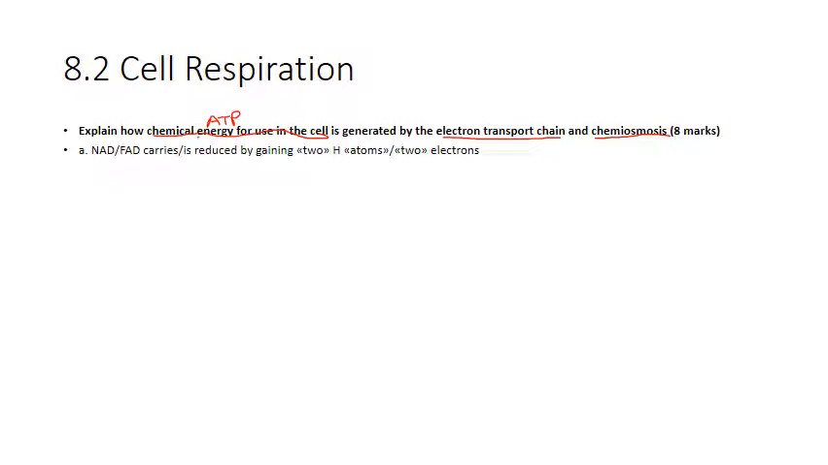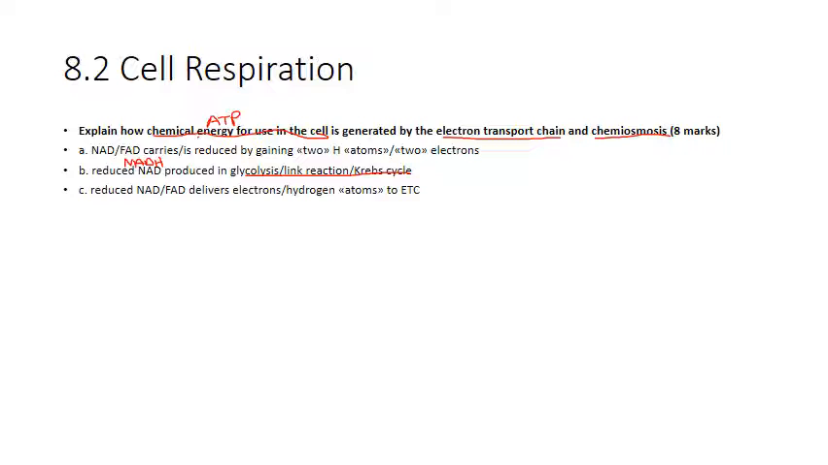So that energy is going to be carried by those NAD or FAD molecules. First we have to reduce them. You get a mark for just saying that NAD and FAD get reduced. You can either say reduced NAD or you can just use its reduced form, which is NADH. That's cool too. It is produced in glycolysis, the link reaction, and the Krebs cycle. It delivers electrons to the electron transport chain, which is located in the folds of the inner membrane called the cristae.